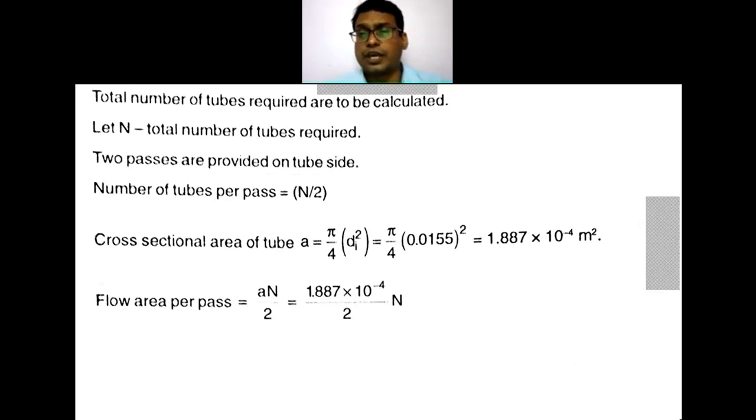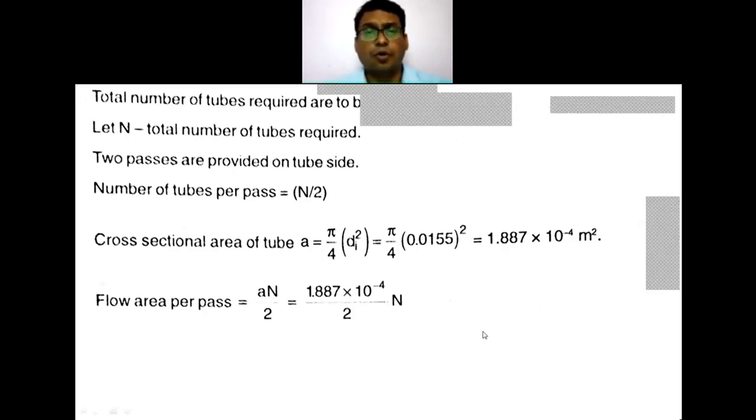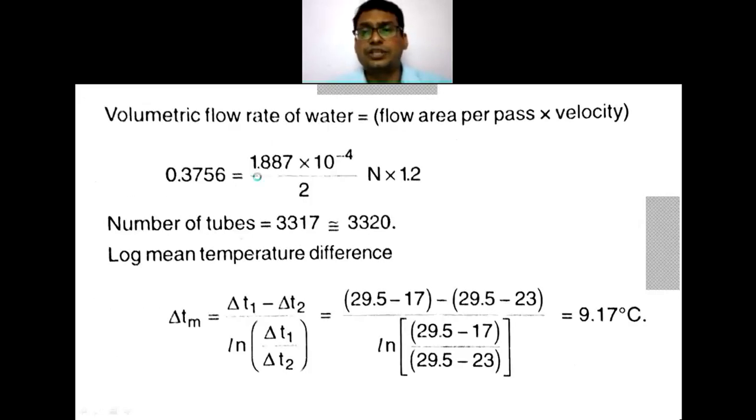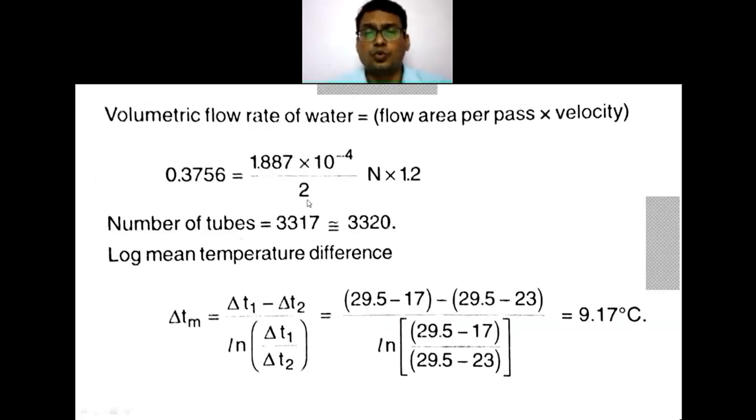So you have the volumetric flow rate as 0.3756 meter cube per second, and the flow area, that is the cross-sectional area, is 1.887 into 10 to the power minus 4, upon 2 into n into the velocity, that is 1.2 meters per second. So the total number of tubes calculated is around 3320.